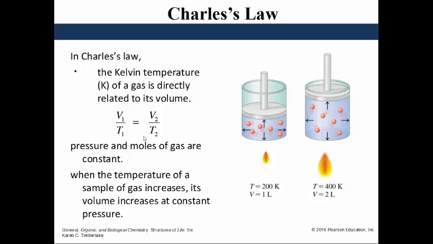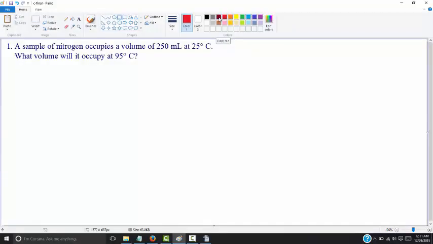So this is the equation for Charles' law. The initial volume divided by the initial temperature is equal to the final volume divided by the final temperature. And just like in Boyle's law, a standard way to ask a question like this is you're given enough data to figure out 3 of the 4 of these values, and you need to solve for the 4th. And we'll go over an example of that now. Okay, here's a pretty standard sample question for a Charles' law question. A sample of nitrogen occupies a volume of 250 milliliters at 25 degrees Celsius. What volume will it occupy at 95 degrees Celsius?